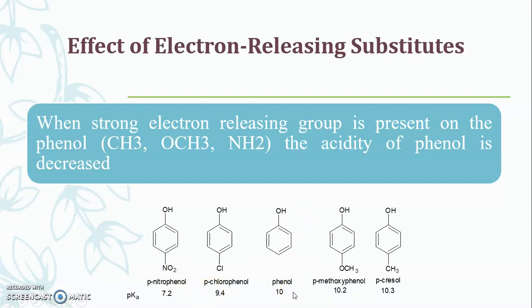So here also we can practically prove that if electron withdrawing substituents are present, the acidity of phenol increases. Phenol has a pKa of 10. Now the methoxy group and methyl group are present as substituents which are electron releasing. Here you can see the pKa value is increased, so we can say that these compounds are less acidic compared to phenol. That's why we can say that when electron releasing groups are present, the acidity of phenol is decreased. These points we discussed in the previous part.